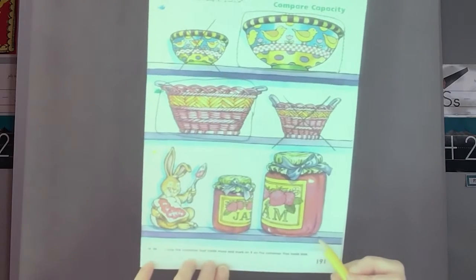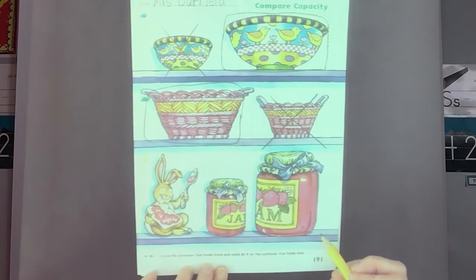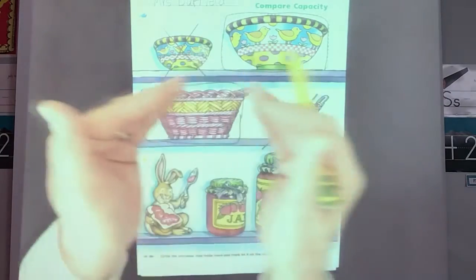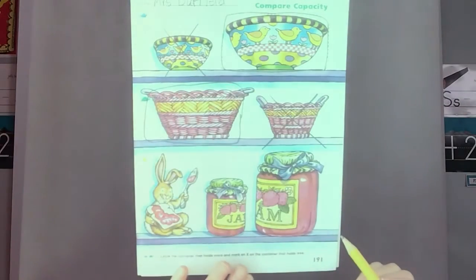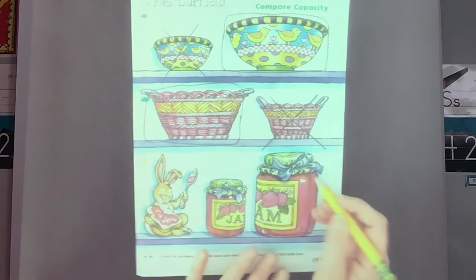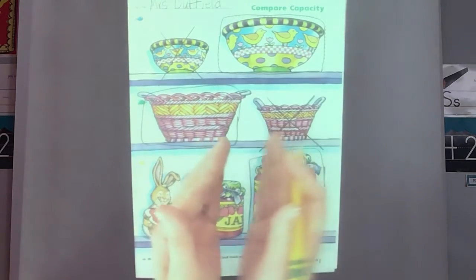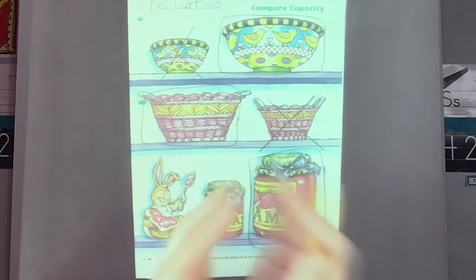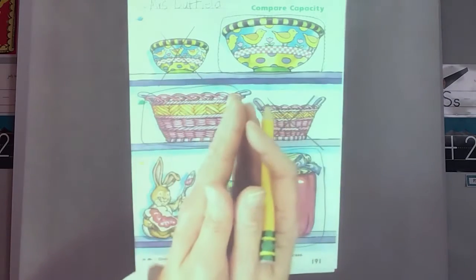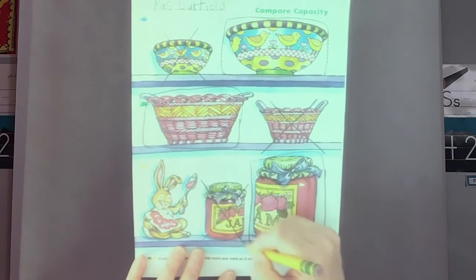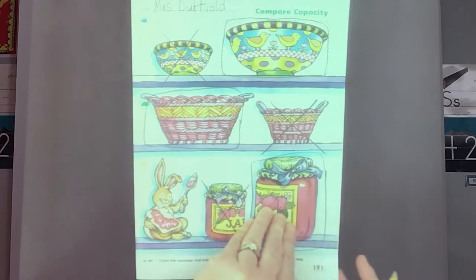Okay, how about our jam? Our jam, which one has more jam? Is a bigger jar of jam. Which one has more? Yes. Go ahead and circle that one. Which one has less jam? Is a smaller jar, has a smaller capacity. Yes, this one. All right, we're doing good. That's a new word for us.